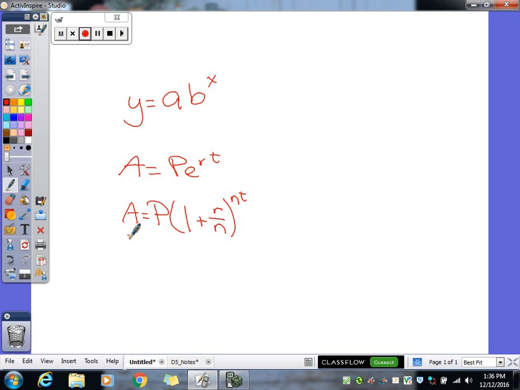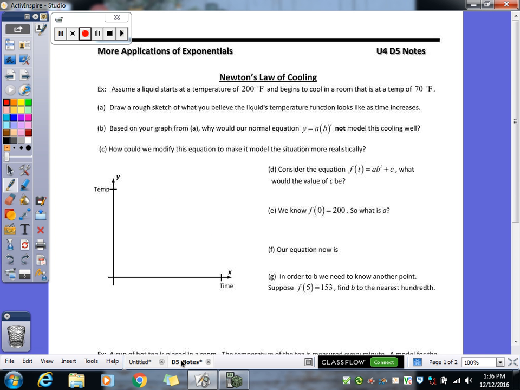There we go. So you got to memorize those, especially for Friday on your test. You're not going to be given them. You have to know those ones. So let's take a look at our notes. These problems are slightly different than the ones that we dealt with last time. They are still going to kind of follow the a times b to the x rule. It's just going to have some extra parts to it.